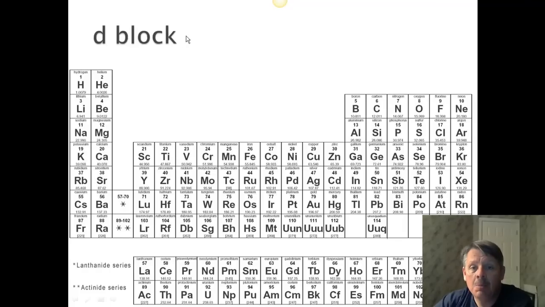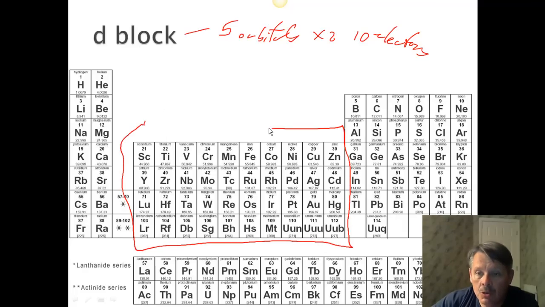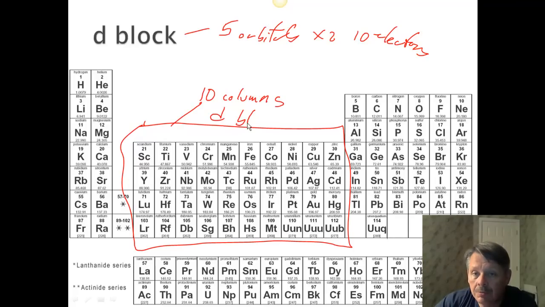Now the D block, if you remember, had 5 orbital shapes. And remember, each one can hold 2. That's a total of 10 electrons that we can hold. And that's these guys right here. These are your D block. And if you count them, they're a total of 10 columns.